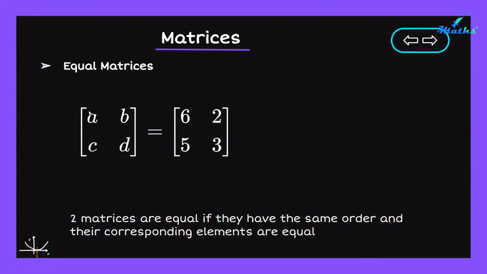And for equal matrix, two matrices are equal if they have the same order and their corresponding elements are equal. So it's 2 times 2, and it's also 2 times 2. So a is equal to 6 since they are equal matrices. So b is equal to 2, c is equal to 5, a is equal to 3.